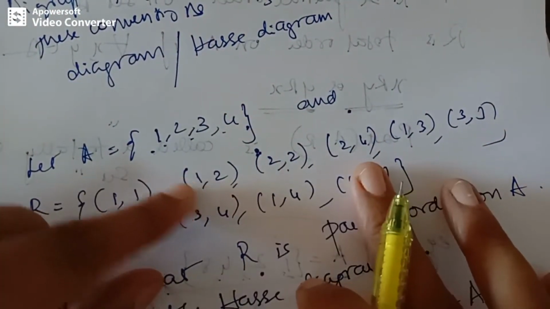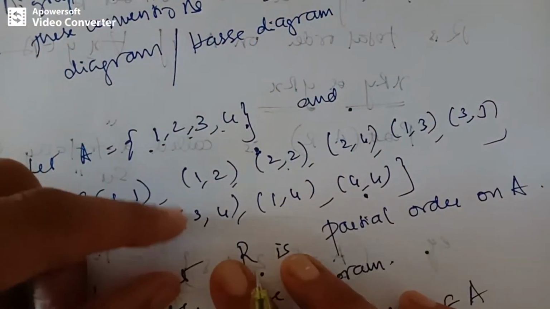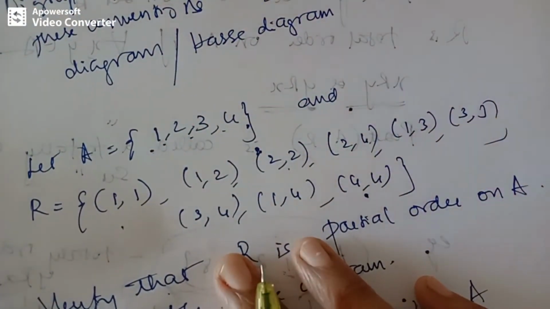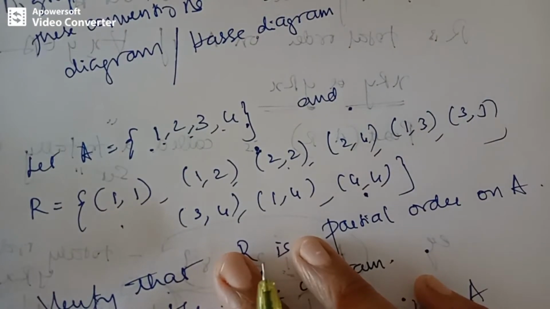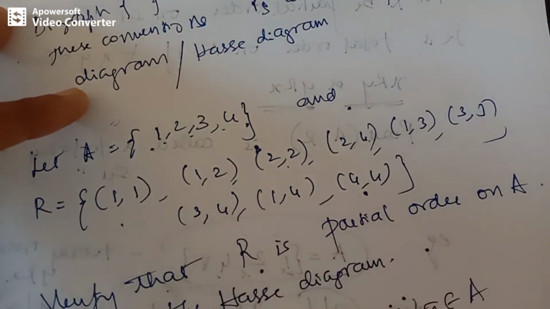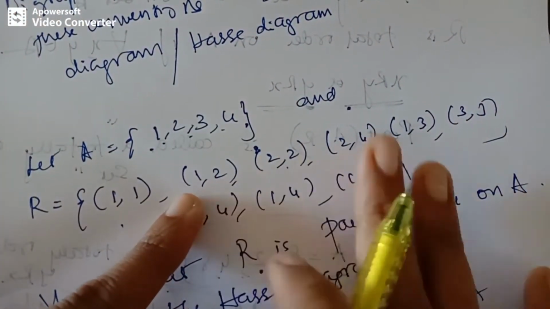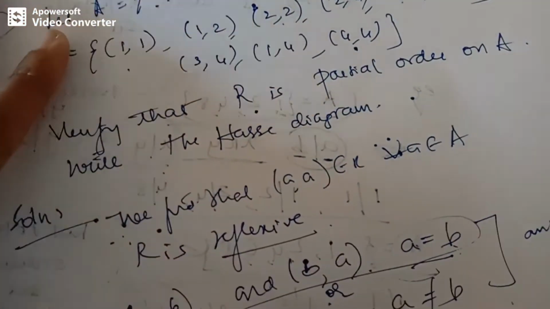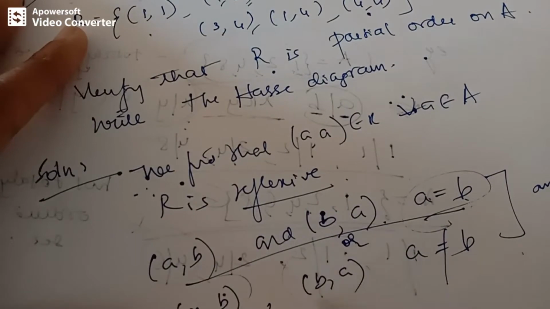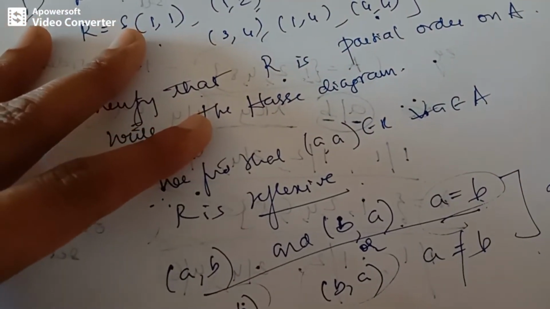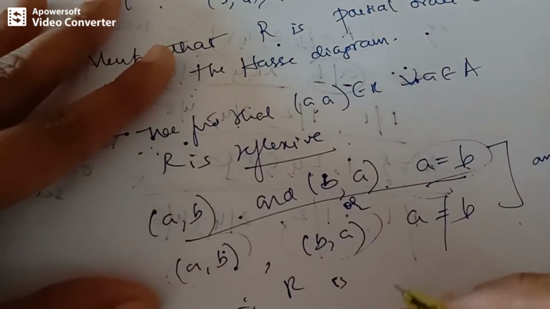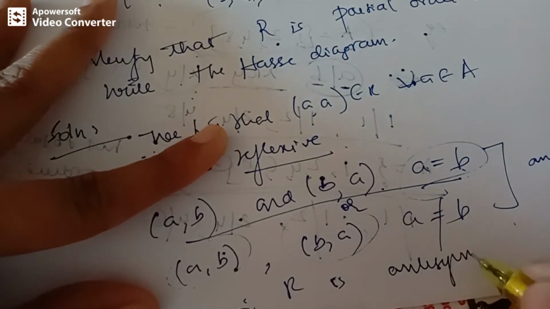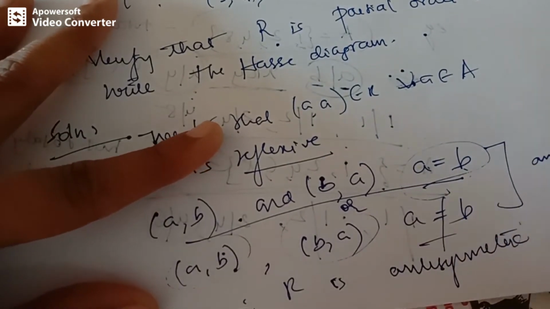Okay, do we have 2, 4 and 4, 2? No. So 3, 4 and 4, 3? No. So we need not verify the antisymmetric property. It is clearly antisymmetric. In case you have both the pairs, you need to check whether A is equal to B. Clear? So since we do not have any of these pairs A, B and B, A in the relation, therefore the relation R is antisymmetric. So the last property that needs to be proved is the transitive property.